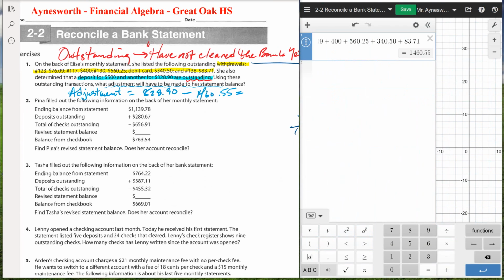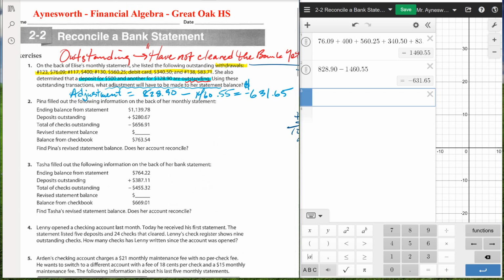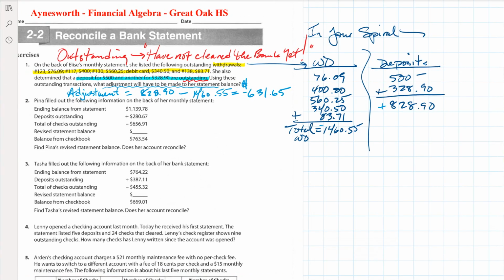Well, that's easy to figure out. We're just going to jump on a new line here. We're going to take $828.90 and subtract the amount that went out, which is $1,460.55, and notice that we get negative $631.65. That's the adjustment that we'd have to make on our bank statement given the situation here. Because if these are outstanding, this hasn't hit the bank yet. The withdrawals have not been taken out of the account yet. The deposits have not been put in yet.